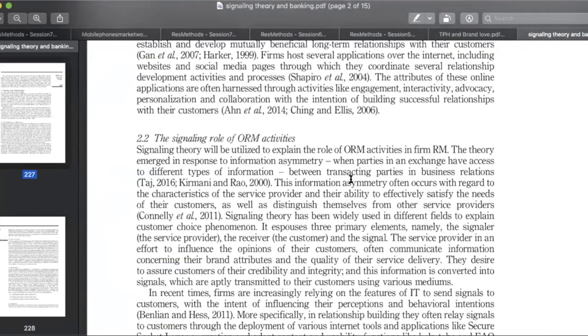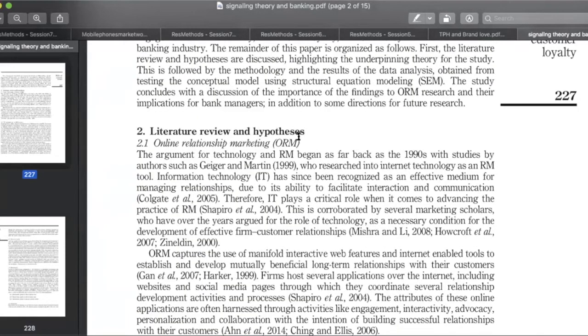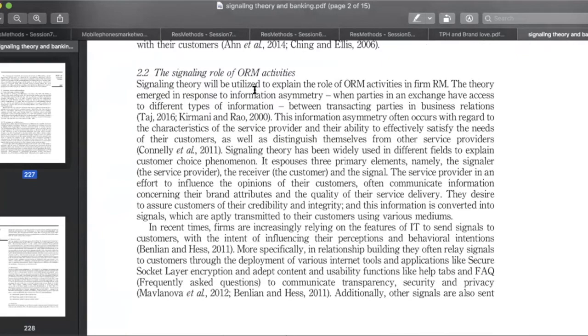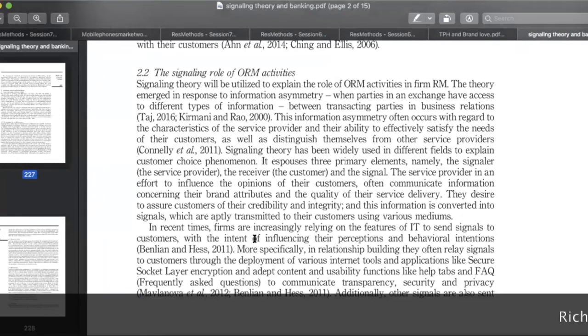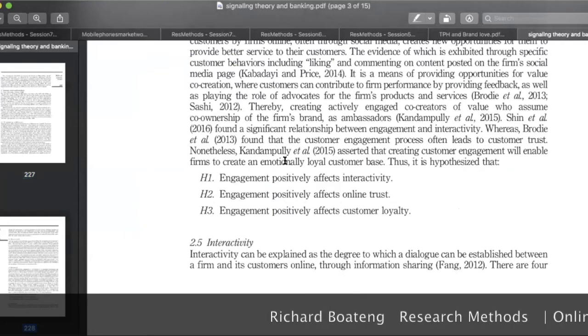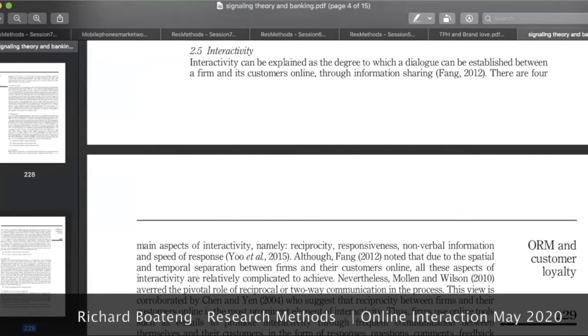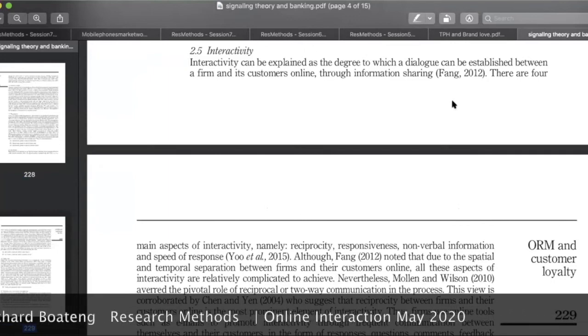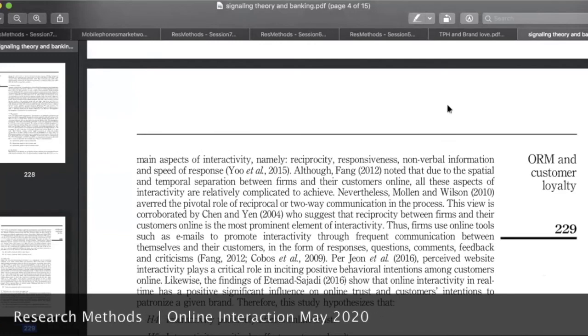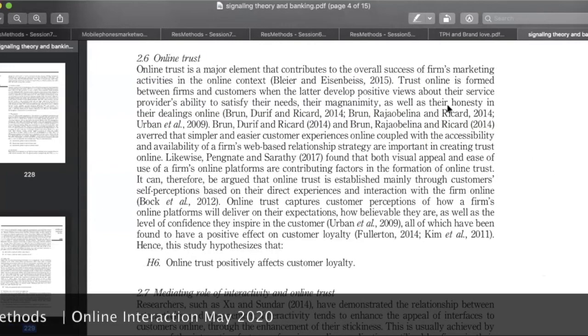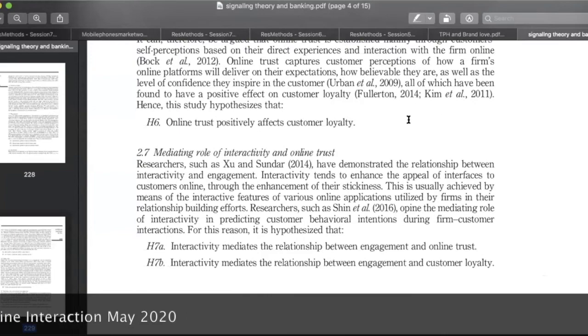So here it starts with the literature review and hypotheses: online relationship marketing. Then it goes on to the signaling role of the firm. So the theory is introduced, and then customer loyalty, another concept that is there, has to be explained. Engagement is explained, interactivity is explained, hypotheses are linked with the theory. Hypotheses are linked with the theory. Then we go on to interactivity, online trust, the mediating role of interactivity, and then online trust.